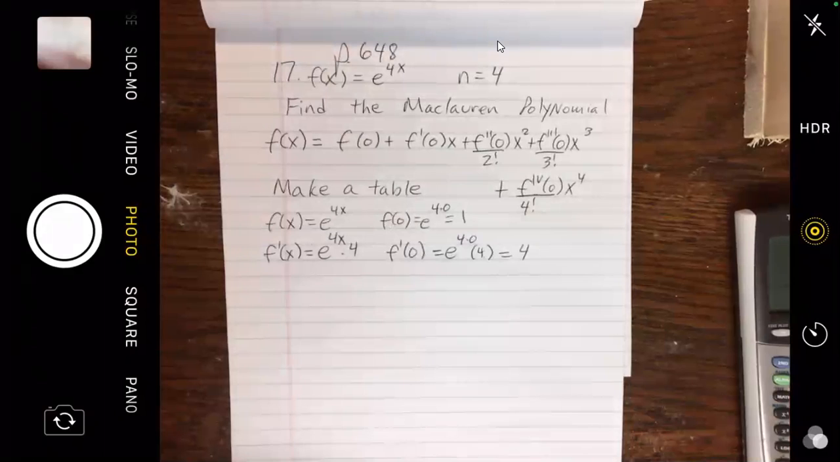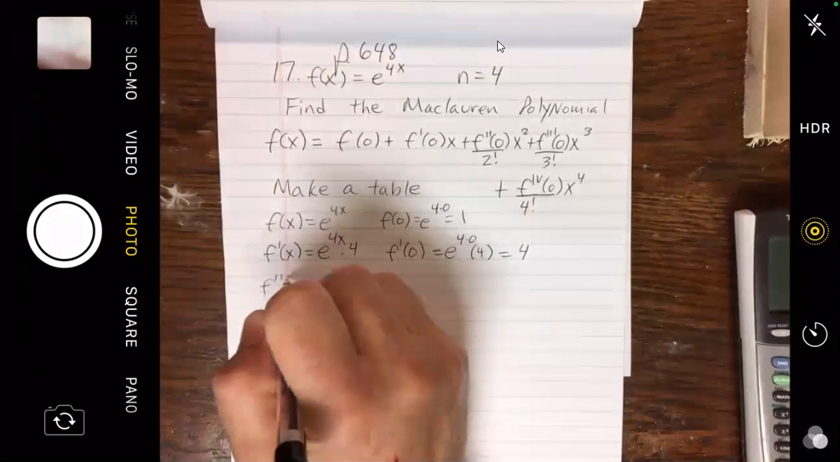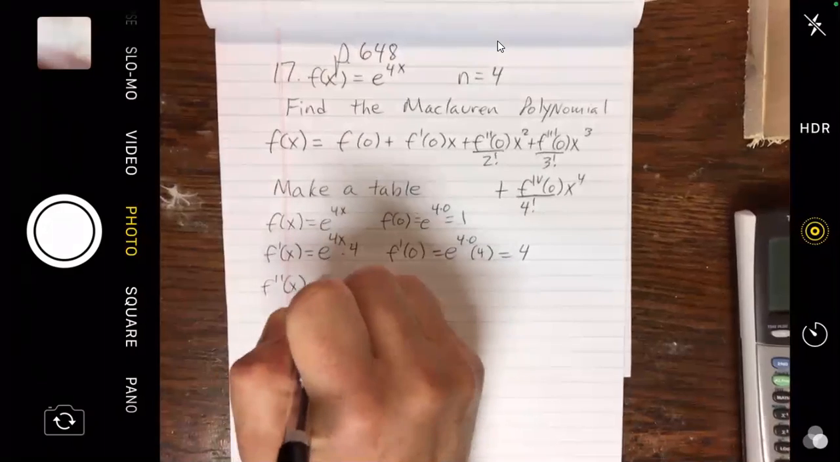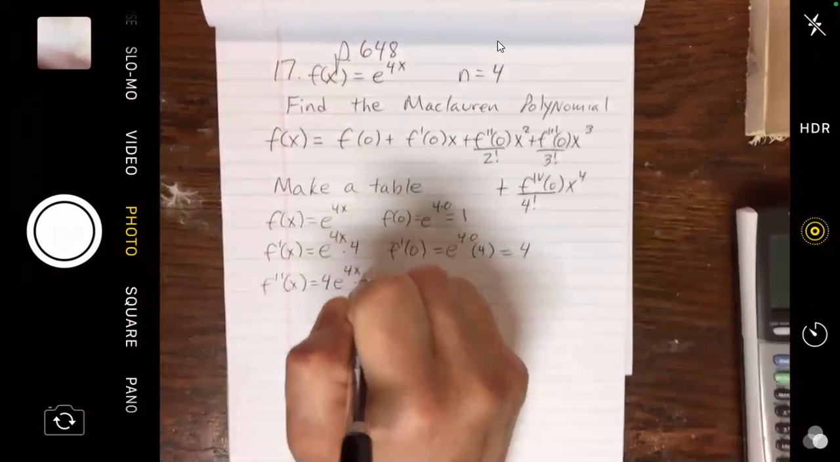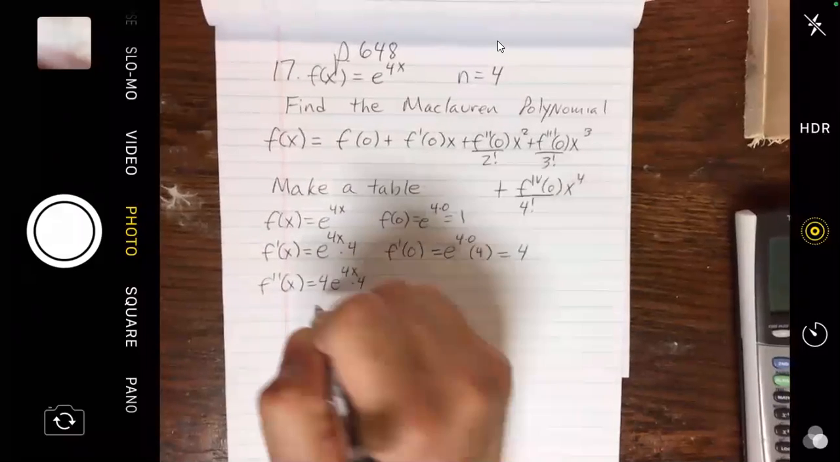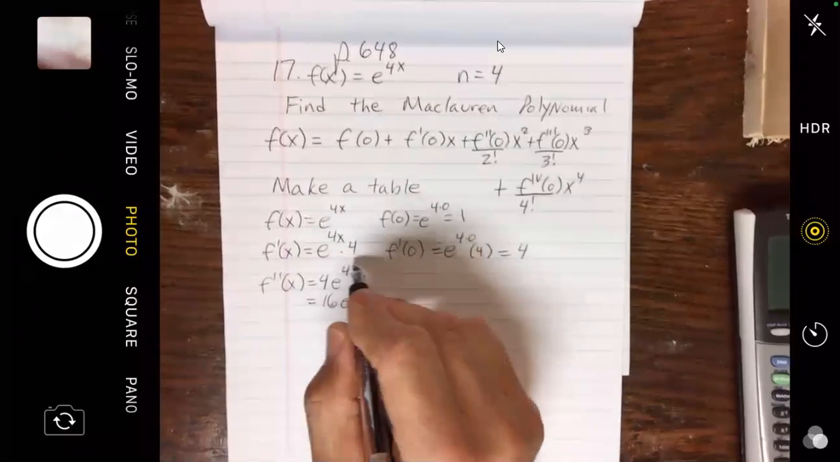Are we losing anybody? Oh, we good. Okay. Next derivative then. You're going to have a 4 e to the 4x times another 4. Or if you want to do it down here, 16 e to the 4x. Because every time you do a derivative, you get a factor of 4.